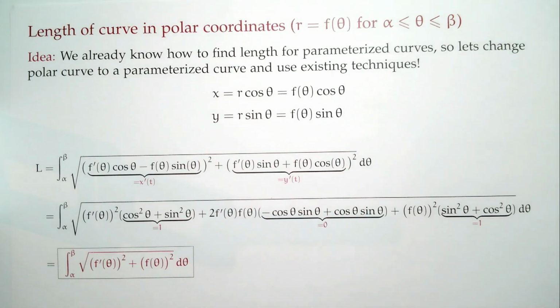And now, lo and behold, it all of a sudden becomes really beautiful. Cosine squared plus sine squared becomes 1. Minus cosine times sine plus cosine times sine becomes 0. And it reduces to the formula. So you integrate from your starting angle to your ending angle, the square root of f prime squared plus f squared. That's it. That's the whole formula.